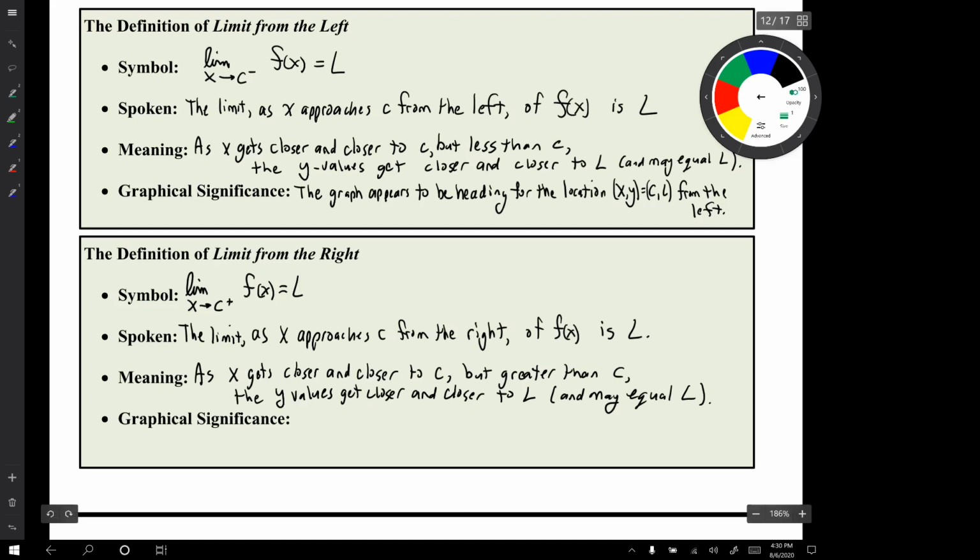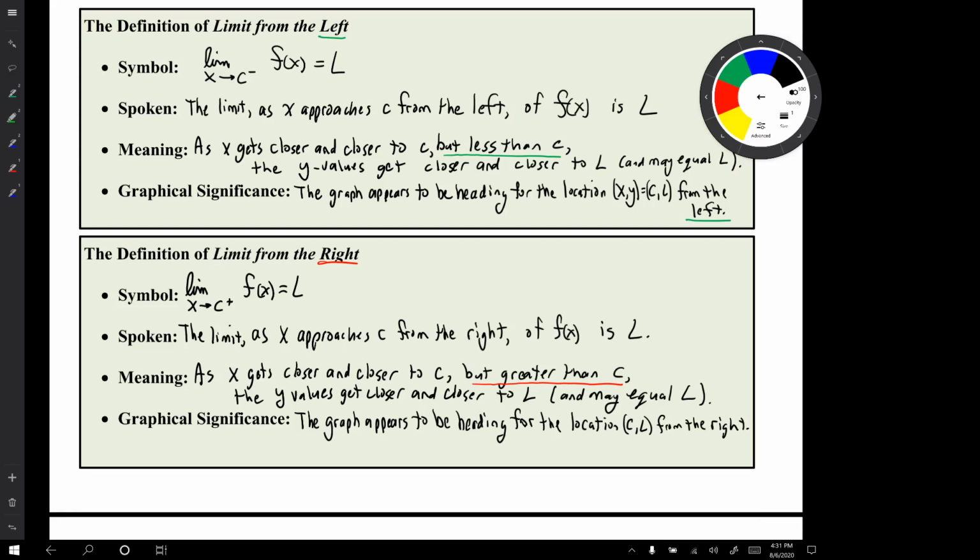So in the definition of the limit from the left, we have x values getting closer and closer to c, but less than c. And the graph appears to be heading for that location from the left. In the limit from the right, x is getting closer and closer to c, but greater than c. And what's the graphical significance? The graph appears to be heading for the location (c, L) from the right.